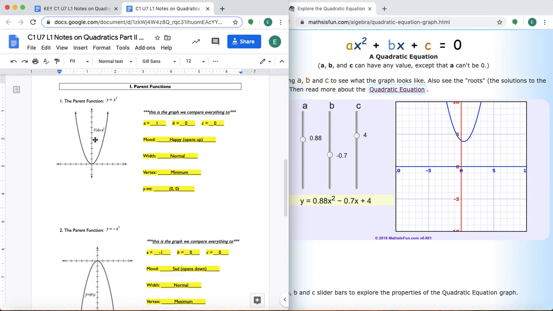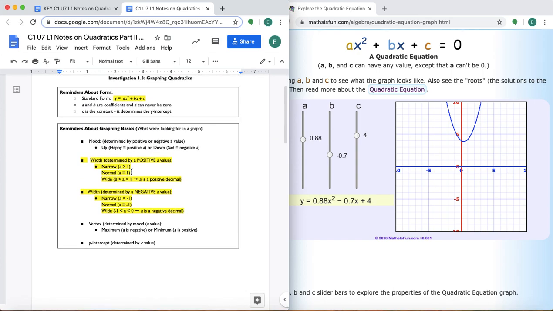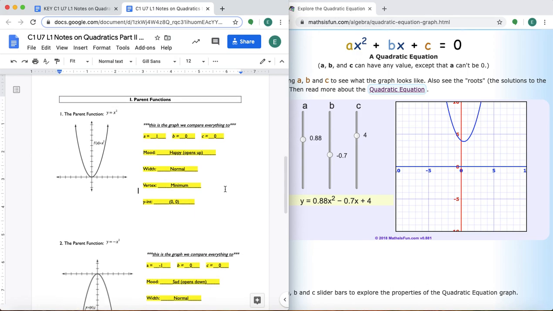Is this a happy or a sad parabola? This is happy, so it's opening up, which makes sense because a is positive. Now the width is normal. Key word here, normal, because a equals 1. You got to look at your notes. It's normal when a equals 1. That's the width. Now the vertex is going to be a minimum point because a is positive, right?